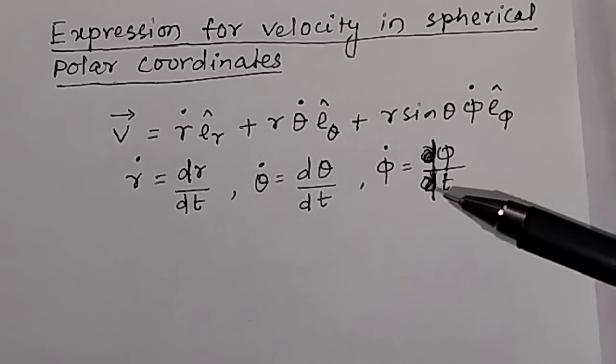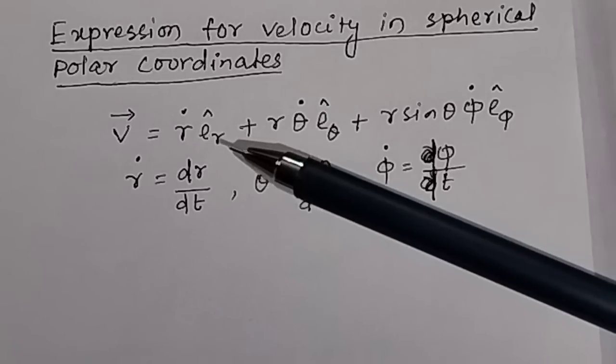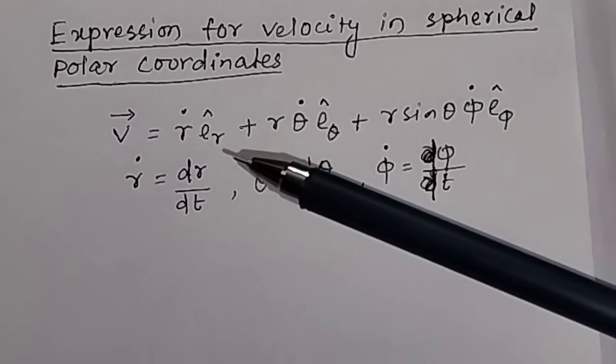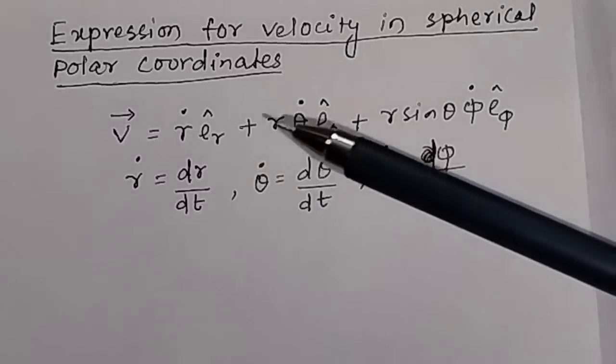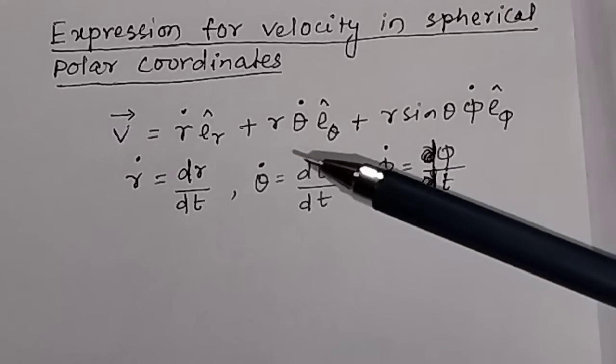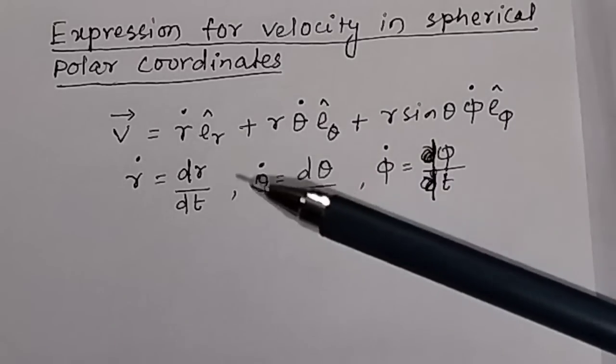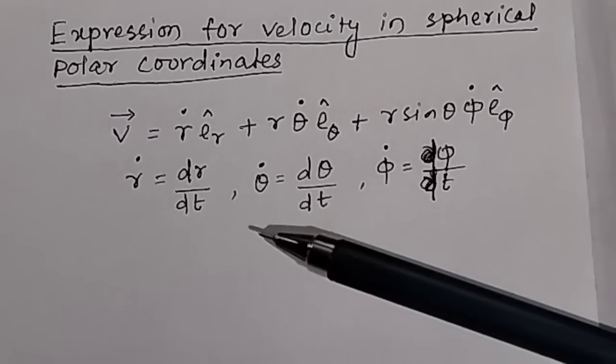respect to t. And you have also three unit vectors. Either you write unit vector r cap, theta cap, phi cap, or you may write e r cap, e theta cap, e phi cap like this. I have discussed about unit vectors in the previous video.